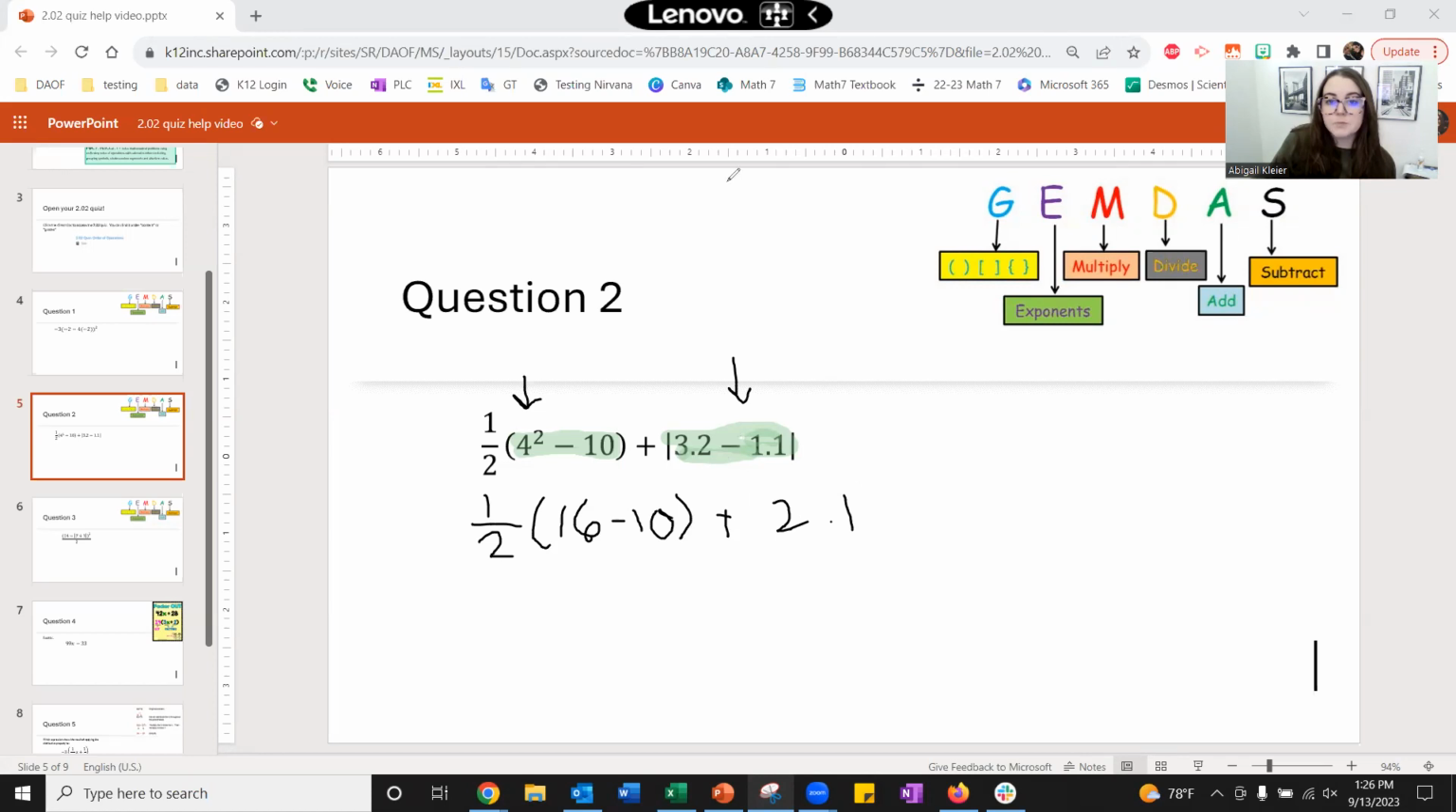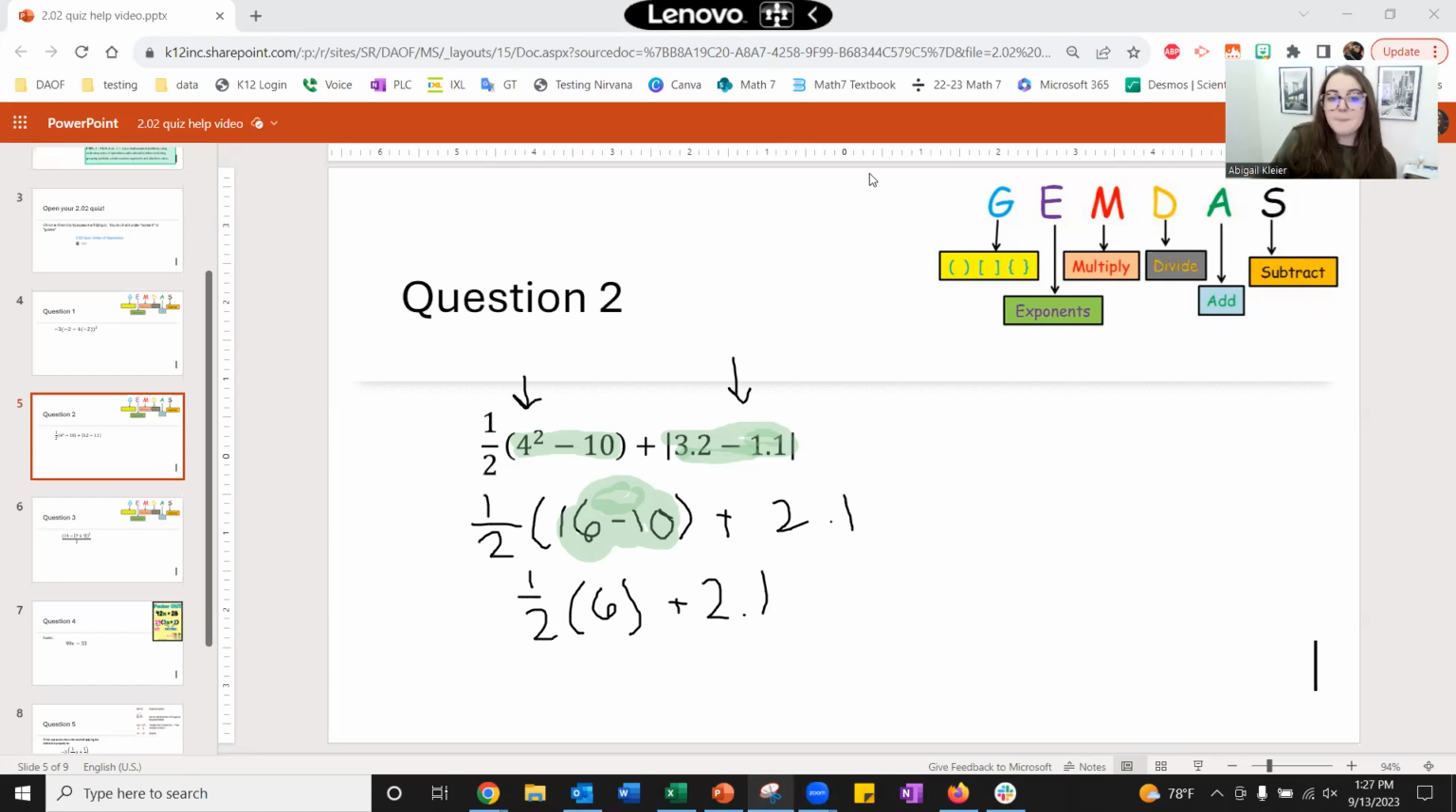5.1. Now I still have a set of parentheses here that I need to worry about. I have 16 minus 10 within that parentheses, so I can go ahead and solve that. 16 minus 10 is 6, so I can write down everything else. Oops, that went a little crazy.